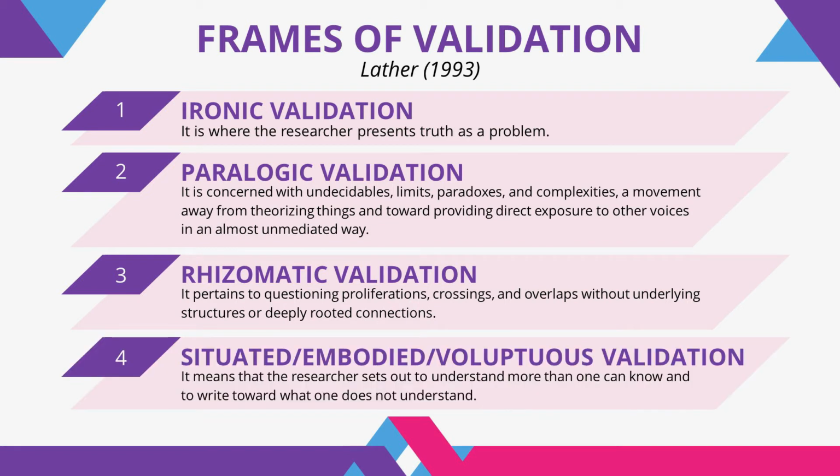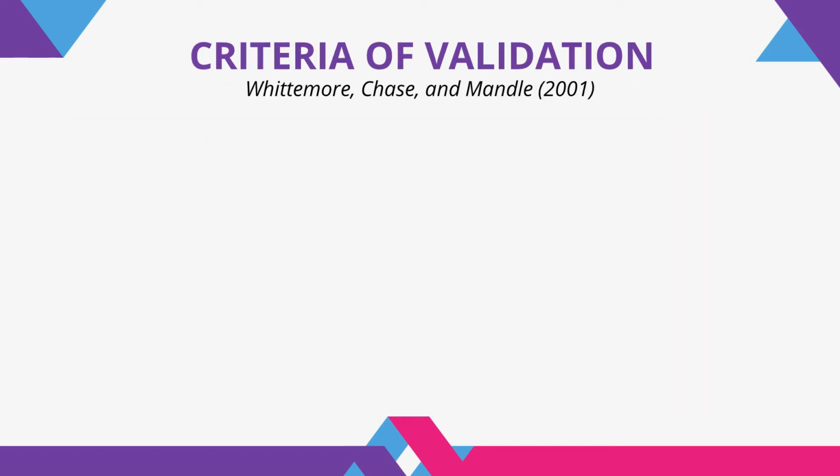And the fourth type is situated, embodied, or voluptuous validation, which means that the researcher sets out to understand more than one can know and to write toward what one does not understand. Whittemore, Chase, and Mandle in 2001 extract from their studies key validation criteria. They find four primary criteria.